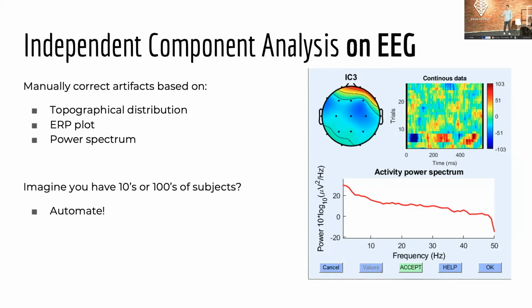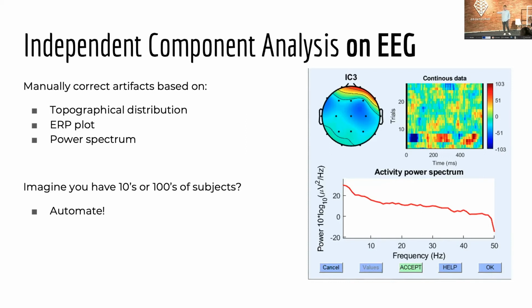So in 2019, they created this IC label, and what it does is it is a multimodal deep neural network that gets all of this information, and it gives a probability of whether these independent components were artifactual or brain-related. There are 7 classes that IC label can identify: brain, eye, muscle, heart, line noise, channel noise, and other.